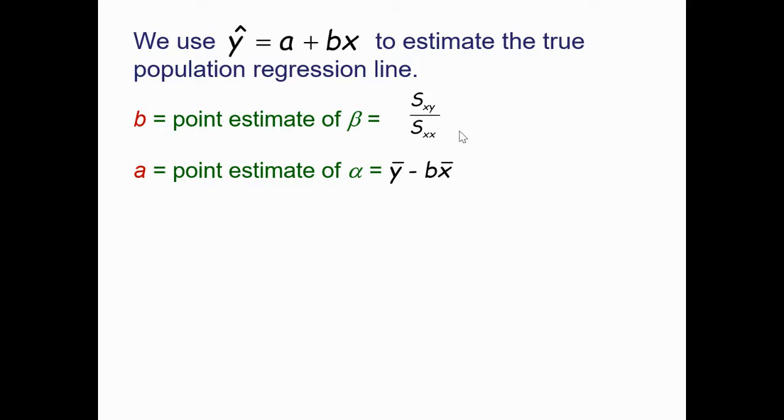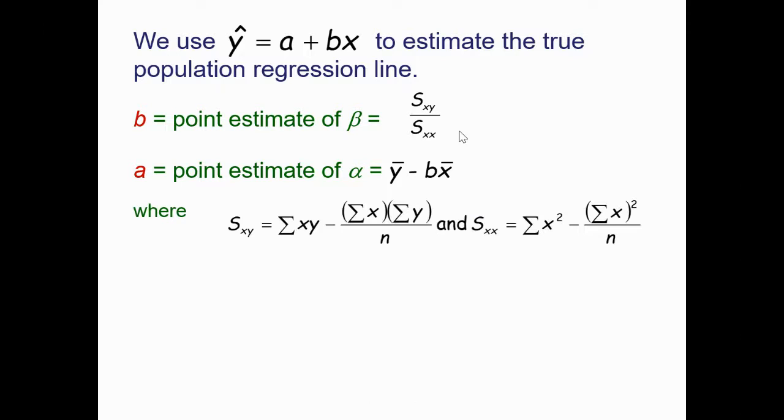And then to get each of these, at least for beta, s sub xy, we would use this first formula. And s sub xx, we use the second formula, which looks complicated, except for the fact that your calculator pretty much gives you each piece. You don't have to calculate hardly anything.